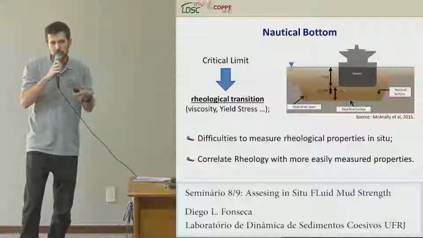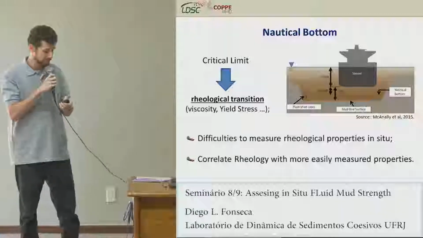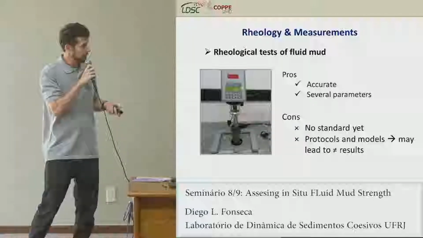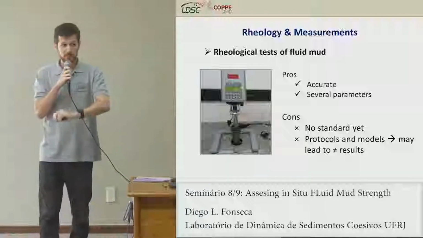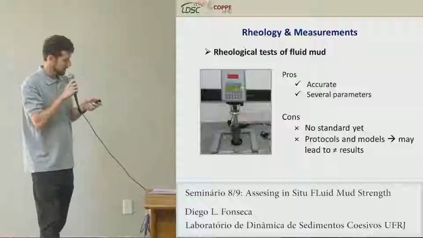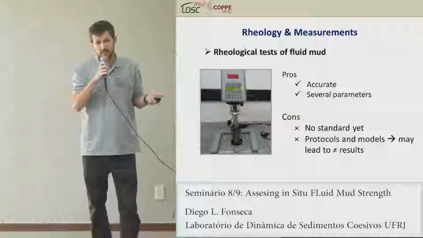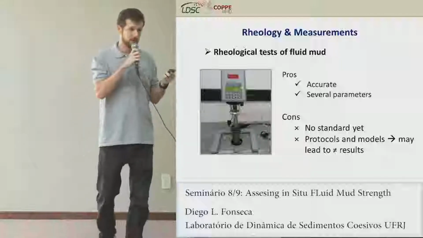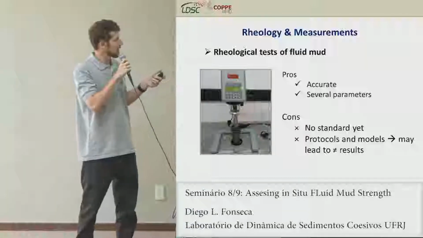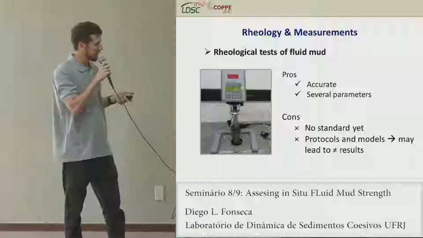The most adapted procedure is to correlate the rheological properties with other properties like density. And for this correlation, we need rheological tests in the lab. So we take the samples, move to the lab, and assess them with a rheometer. Here is an example of the rheometer we have in our lab. The advantage of rheological characterization with the rheometer is that it's an accurate method. We can assess several rheological parameters, yield stress, viscosity, many things.